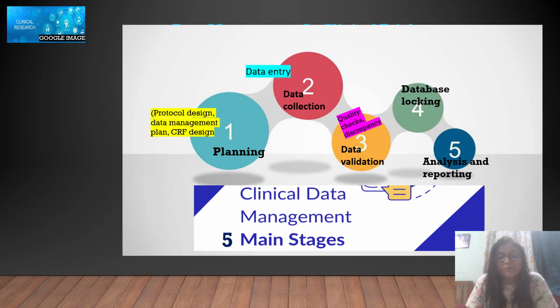Now we will see the main stages of clinical data management. There are 5 main stages. First is planning, second is data collection, third is data validation, fourth is database locking, and fifth is analysis and reporting. We will see all these stages in detail. First we will go through the first stage, that is planning.